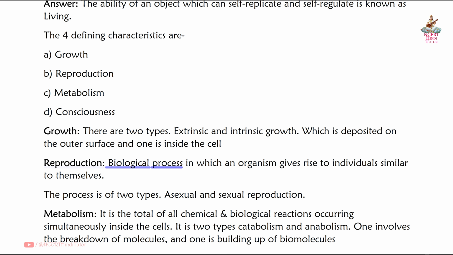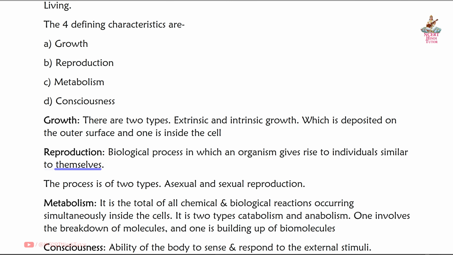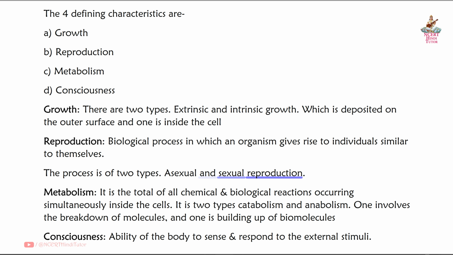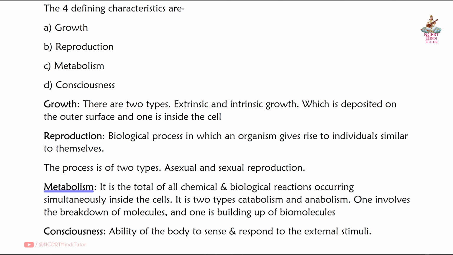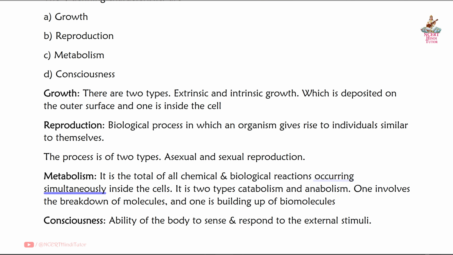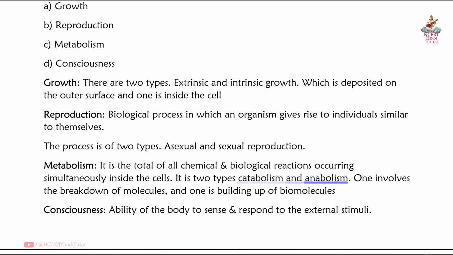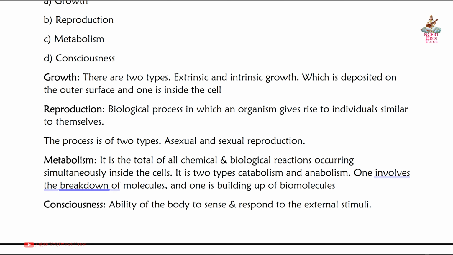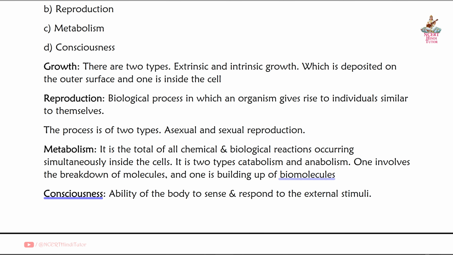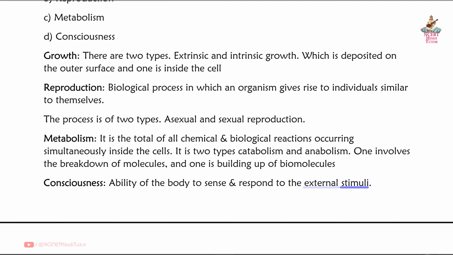Reproduction: biological process in which an organism gives rise to individuals similar to themselves. The process is of 2 types: asexual and sexual reproduction. Metabolism: it is the total of all chemical and biological reactions occurring simultaneously inside the cells. It is of 2 types: catabolism and anabolism. One involves the breakdown of molecules, and one is building up of biomolecules. Consciousness: ability of the body to sense and respond to the external stimuli.